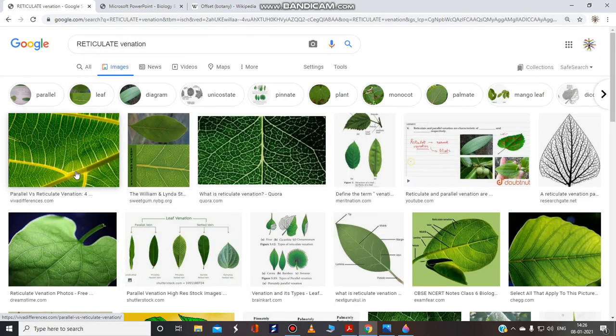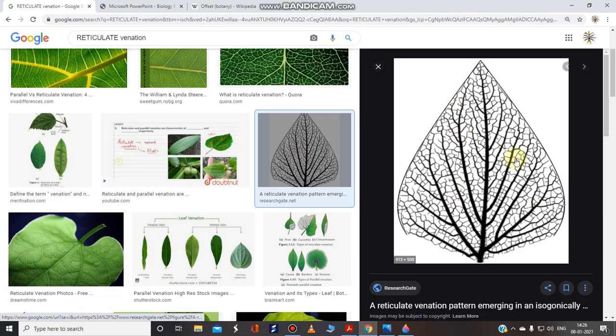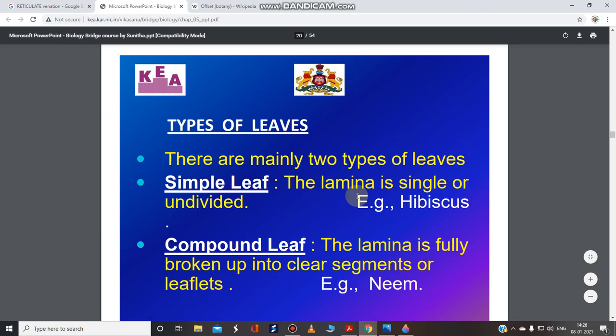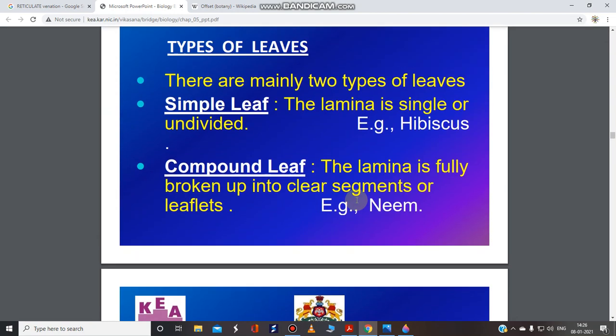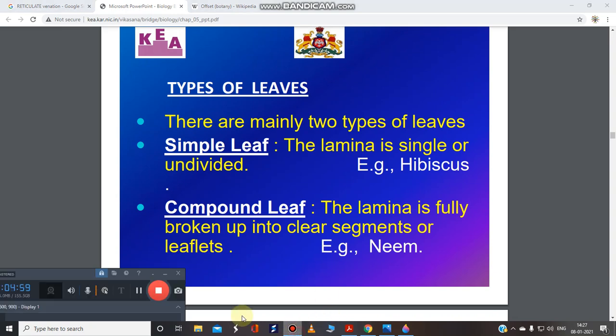Just see the images of the different types. This is the reticulate, net-like venation. These are not parallel to each other. Okay, so I think this is clear to you. There are different types of leaves, like simple leaf and compound leaf. This is very important. When the lamina is single or undivided, it is known as the simple leaf. And what is a compound leaf? When the lamina is fully broken into clear segments or leaflets, in which different leaflets will form, this is known as the compound leaf.